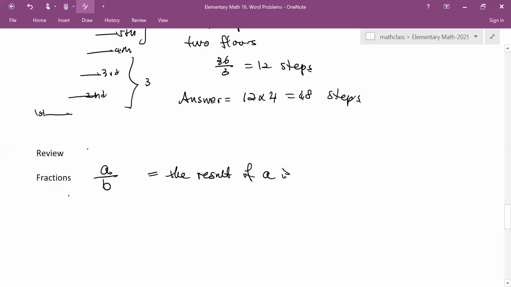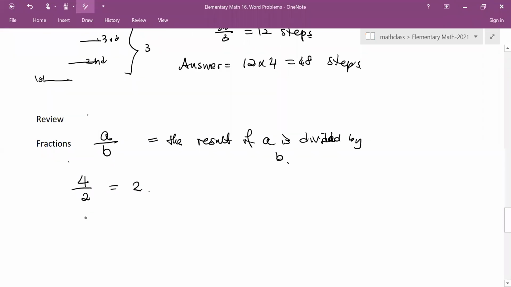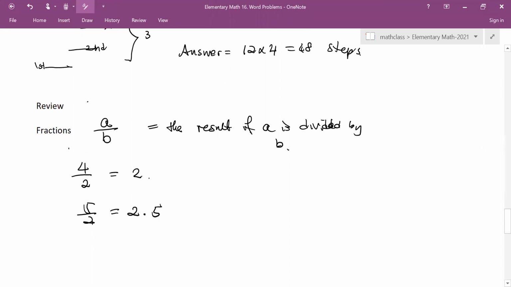If A is divided by B. Okay, so that means 4 over 2, that's just 2. And 5 over 2, when you divide it, you can use a calculator or do it by hand, it's 2.5. So that's a fraction. Conversely, a decimal with repeating digits or finitely many digits can be changed back to a fraction. So a fraction is just a number.